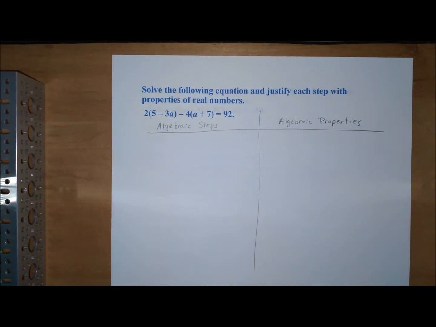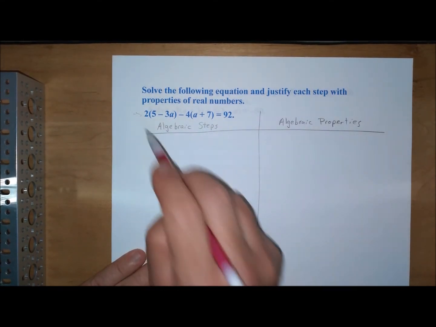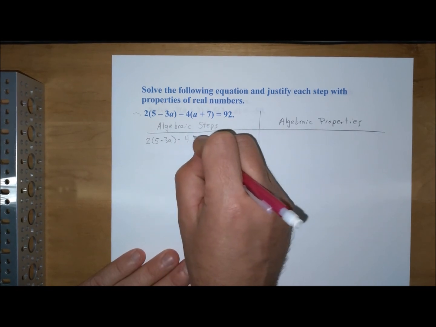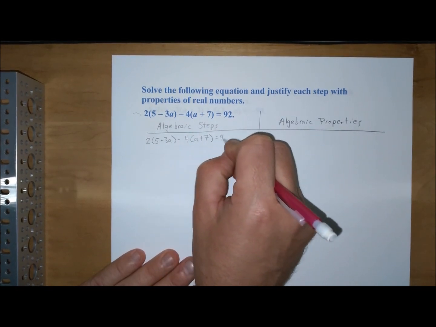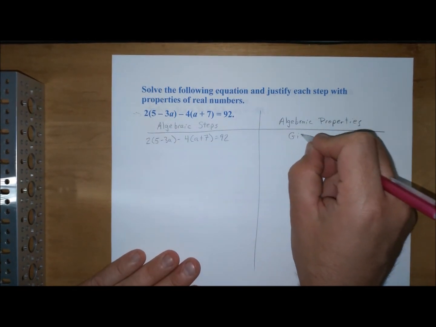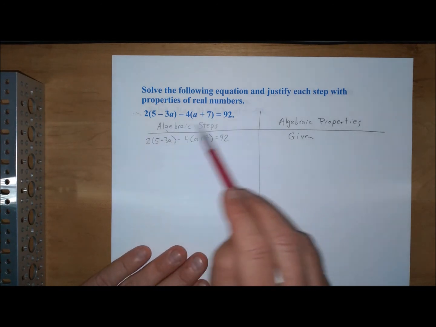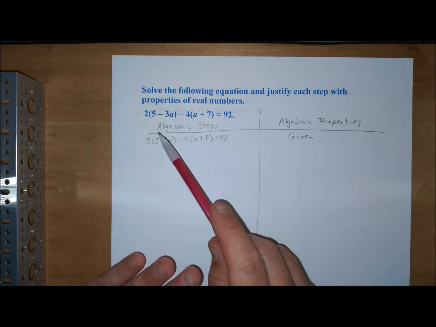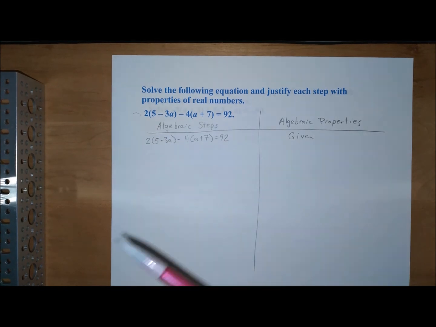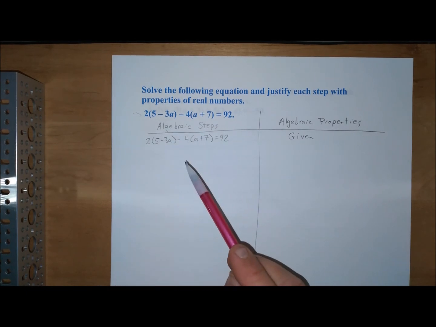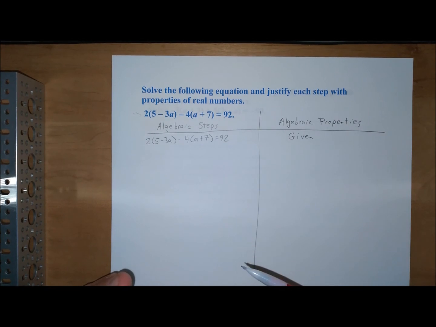And then you start every proof by restating the given information. The given information here is 2 times the quantity 5 minus 3a minus 4 times the quantity a plus 7 equals 92. And I'm just going to say that is our given information. Now what would you do first here to solve this equation for a? And again, if I simply asked you guys to solve for a, I think you'd probably be fairly comfortable doing that. You'd take a few steps. Some people would take more steps than others, but I think you could work your way through it. If you started that, what's the first step you would take?